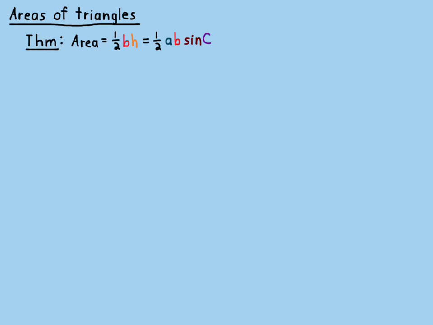Okay, so areas, and we're going to have two different formulas for the area of a triangle here. So the areas of a triangle theorem. Pretty much everyone, I think, knows that the area of a triangle is 1/2 the base times the height. But this can also be written as 1/2 A times B times sine of C. Notice A and B are the lengths of two sides, and C is the angle that those two sides make.